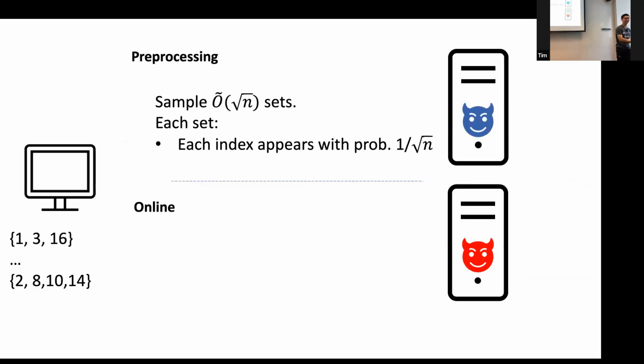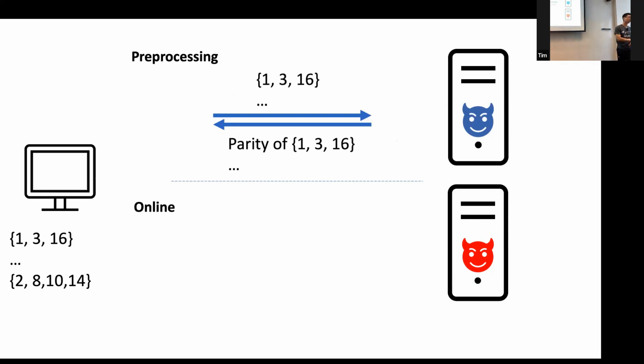All right, so this is our inefficient two-server strawman. In the preprocessing phase, the client first samples square root n sets. Each set contains some indices from 1 to n, and each index appears independently with probability 1 over square root n. So roughly each set will have size square root n. Then the client stores all those sets locally, and sends all those sets to the preprocessing server.